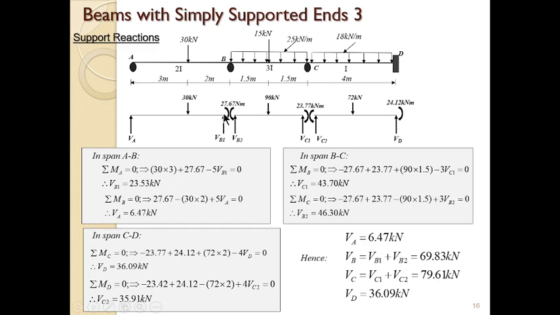If we solve for VB1, it gives us 23.53 kilonewton. So we come to point B and take moment again. Take moment at point B, you have this equation. The only unknown is VA. If you calculate for VA, it gives 6.47.